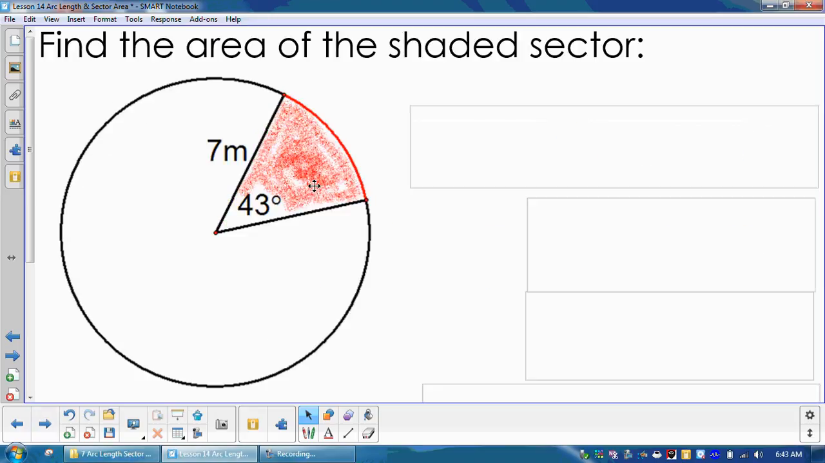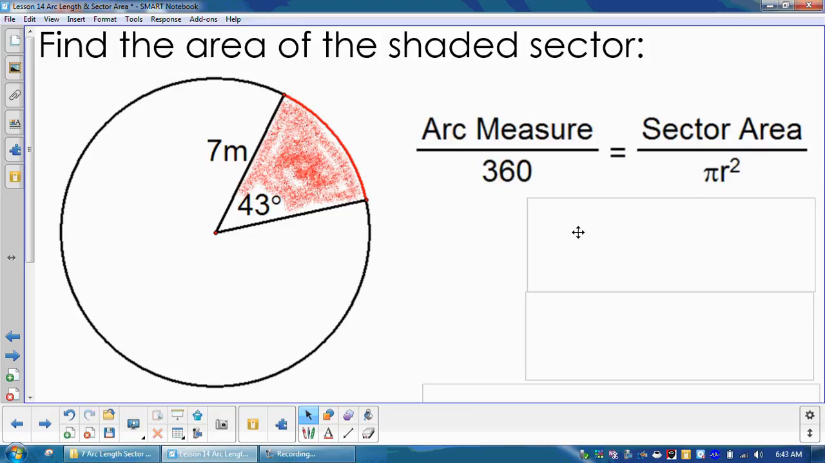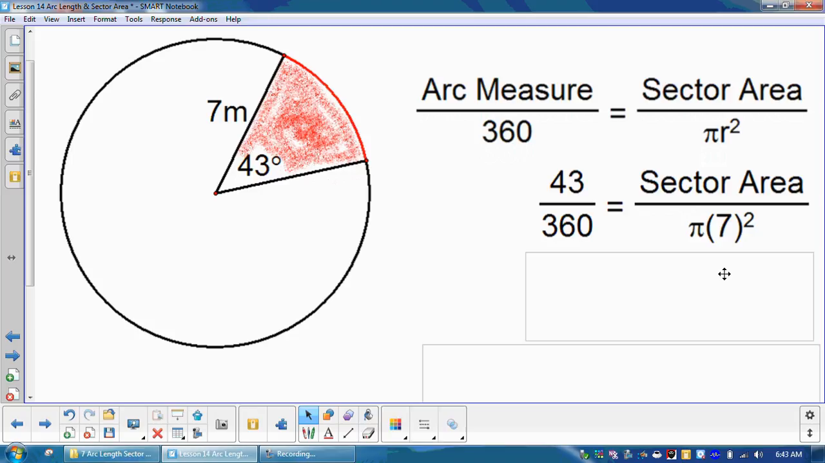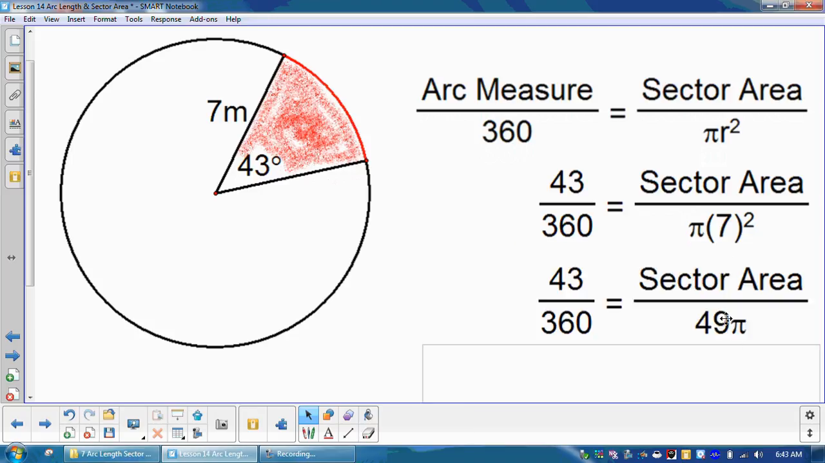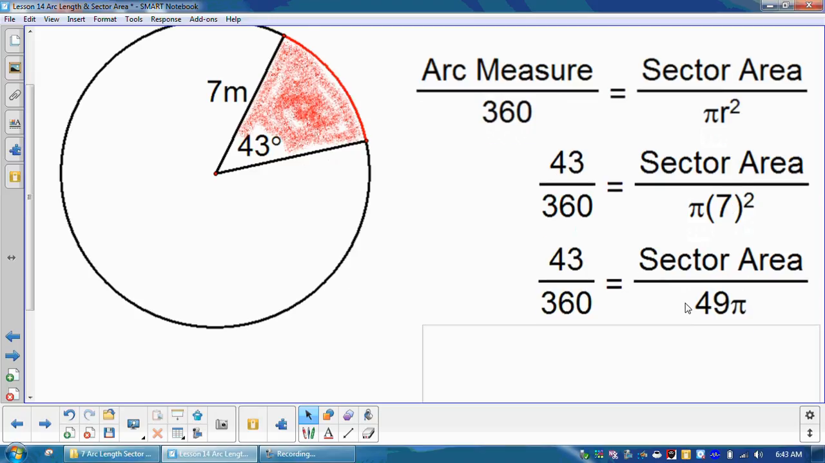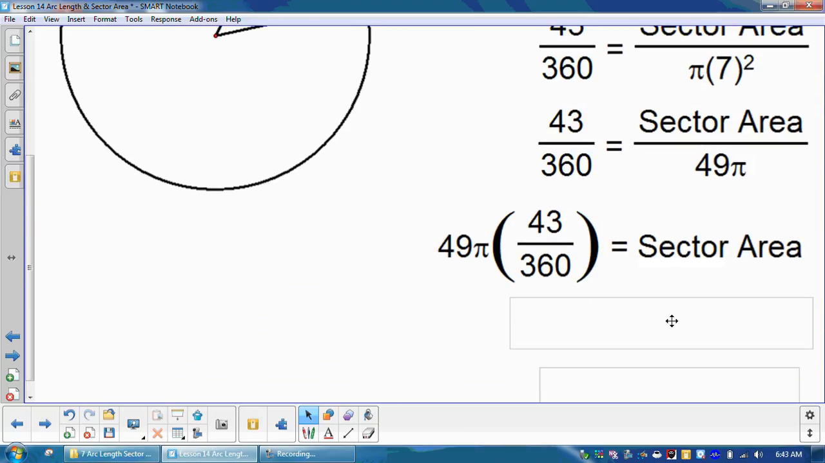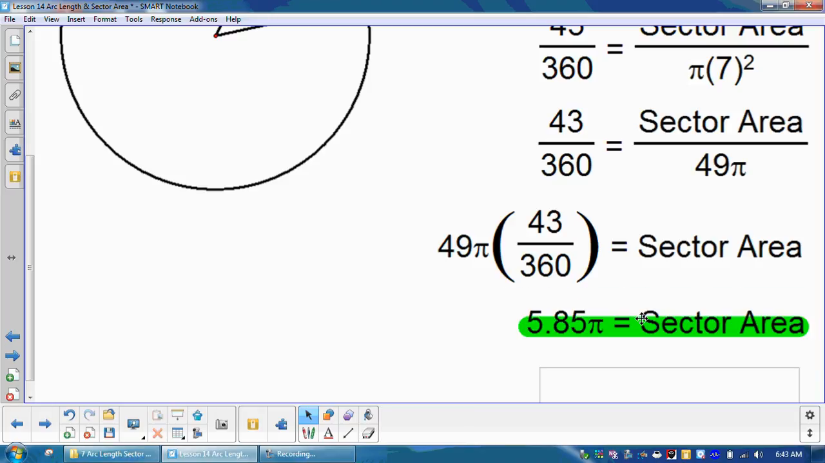So here I want the area of this red sector. I'll start with the formula. I'll plug 43 in for my arc measure because it's the same as the central angle. R is 7. I get 49 right here by doing 7 squared, which is 7 times 7. Multiply both sides by 49 pi. Again, 43 divided by 360 times 49.